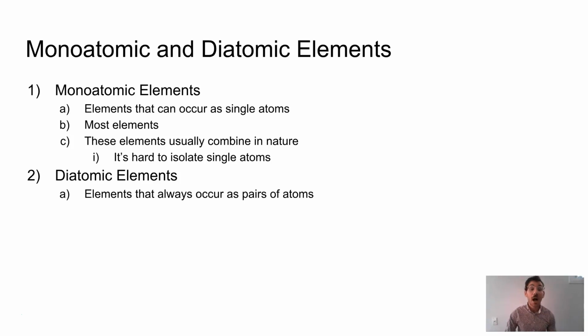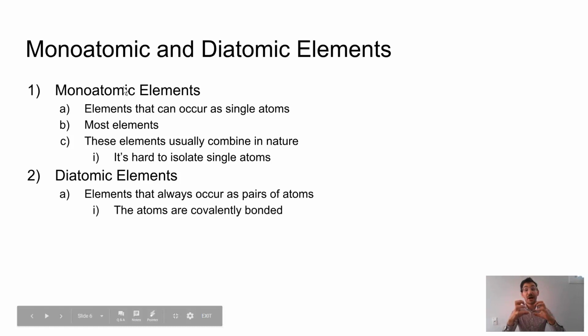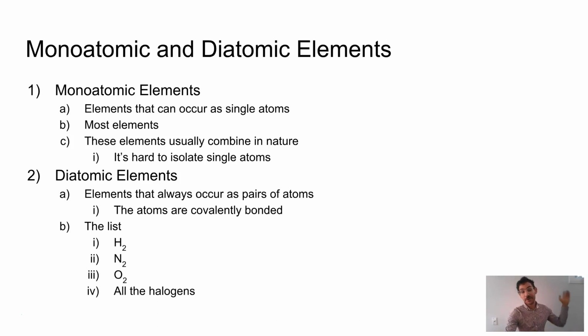It was very cool. So diatomic elements, on the other hand, are elements that always occur as pairs. You might think of them as sort of codependent compared to the fiercely independent monoatomic elements. These atoms are covalently bonded together, so they're sharing electrons. They're dependent on each other. And here's a small list because there are not too many of them. We've got hydrogen, nitrogen, oxygen, all of the halogens. That's it. Those are our diatomic elements.